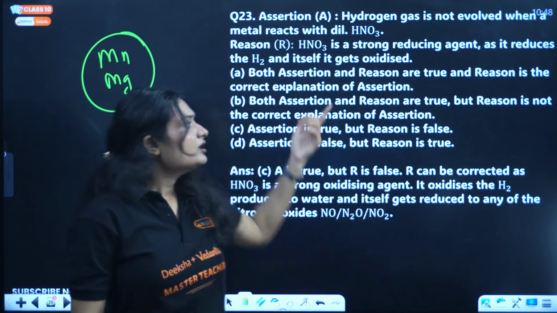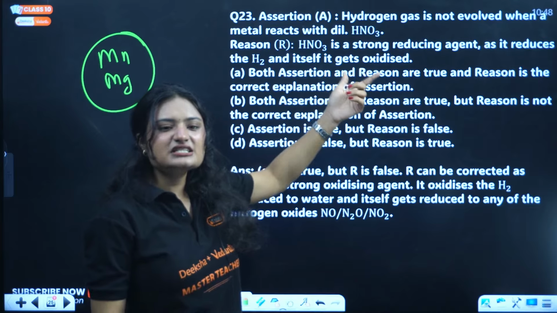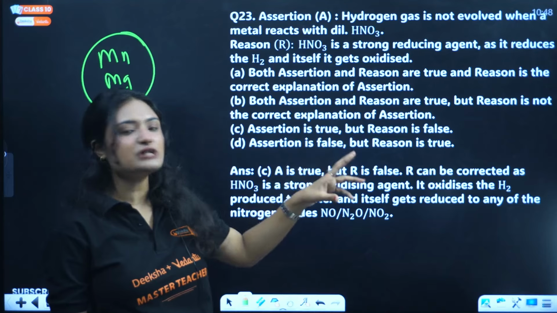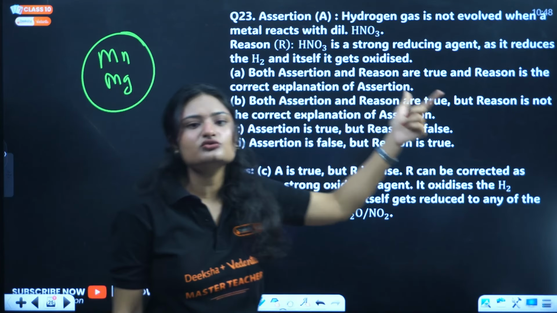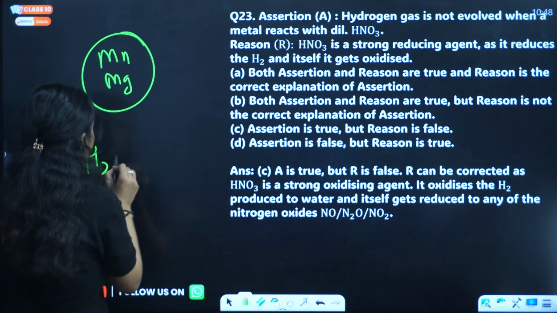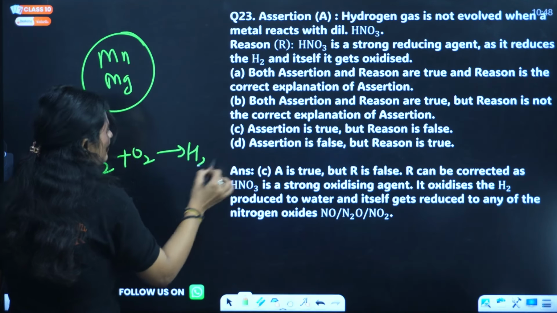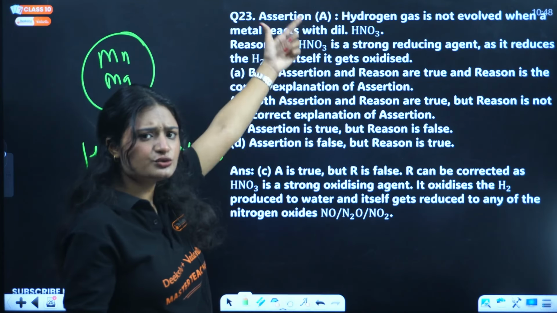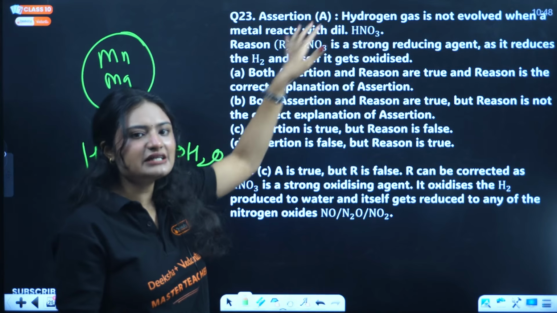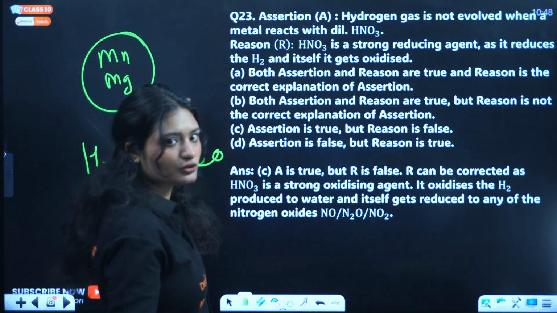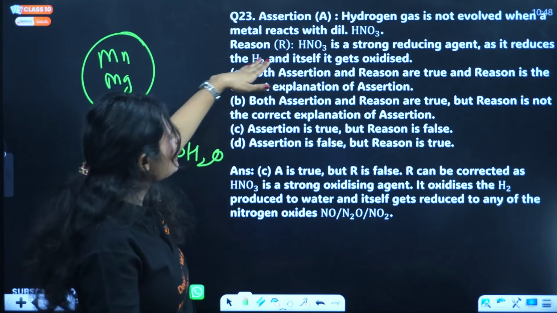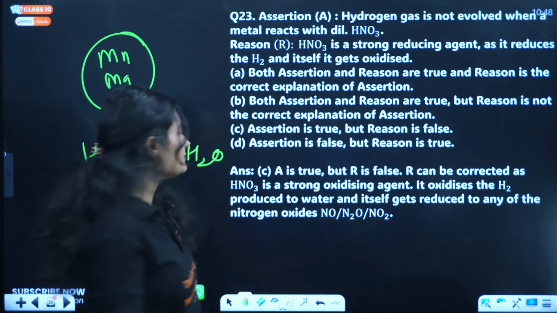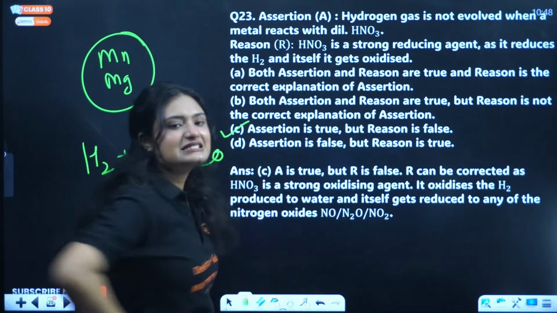Why is hydrogen not evolved otherwise? The reason is that HNO3 is a very strong oxidizing agent, and due to that it oxidizes hydrogen to water. That's why we do not get hydrogen gas, we get water molecules. So our assertion is true, except for that one exception, which is not mentioned here. But the reasoning is false because HNO3 is a strong oxidizing agent, not a strong reducing agent. So your correct answer is option number C, my dear kids.